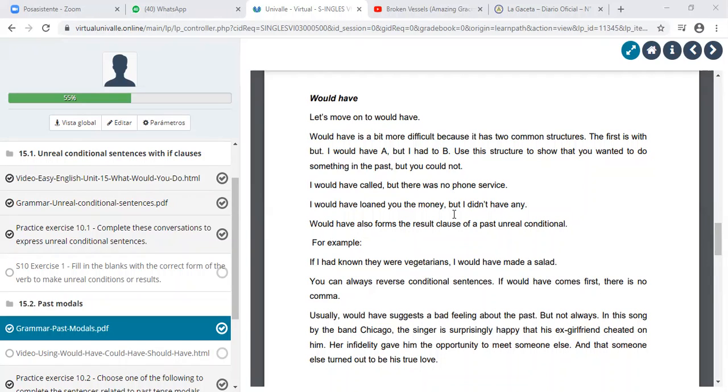Yo te habría llamado, pero no había servicio telefónico. Okay, that is an example.